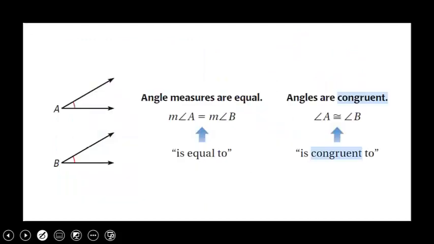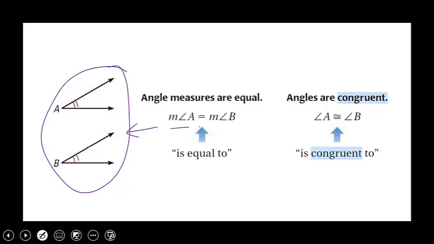Now let's look at angles. When we're talking about congruency, we're talking either about line segments or angles. In this image, we have angle A and angle B. Angles are marked with a little red arc. This line over here is called an arc. These arcs indicate that the angle sizes are equal. This information is telling us the measure of angle A is equal to the measure of angle B.